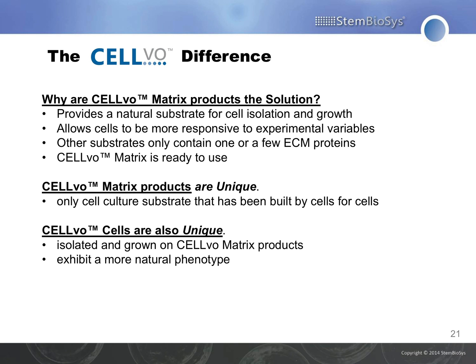And one of the other things about this matrix, obviously, is it's ready to use. It's on the dish. We ask that you add your cell culture media or just PBS to these dishes for a period of time just before you start your cell culture. There's no coating required or overnight processes. It's a very unique product. There are no other products like this out on the market that have a cell-derived extracellular matrix. And the cells are unique in the way that I just described. They've been isolated and grown on the CELLvo Matrix products, and therefore they're exhibiting a more natural cell phenotype.